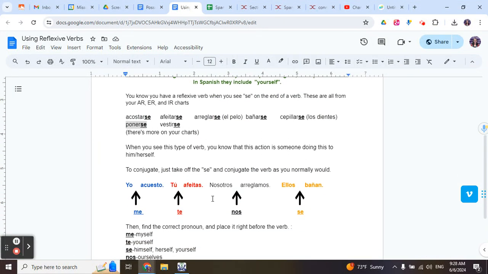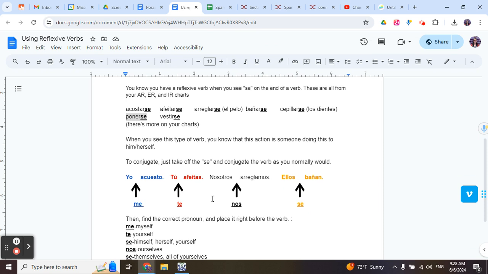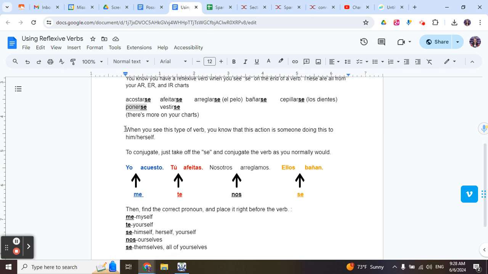So the way to conjugate these is actually pretty easy. I don't think this will be difficult for anybody who's in Spanish 2 or beyond. When you see this type of verb, you know this action is something someone is doing to themselves. All you do to conjugate is take the se off and put it to the side. We're going to bring it to the front of the verb. So notice this se comes off the end and it comes right in front of the verb. Let's see how that works.